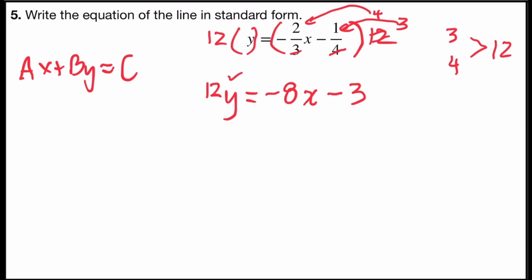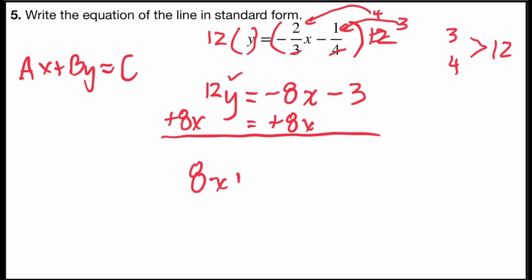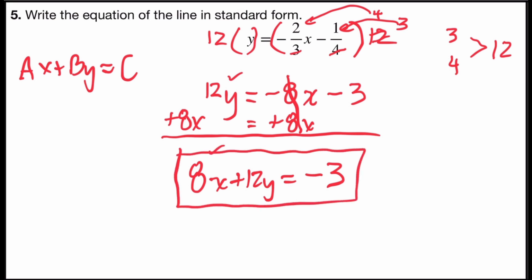So the y term is on the left side as it needs to be, but my x term is on the right side. So I'm going to add 8x to both sides so that my terms are on the proper side. On the left side, that would give me 8x plus 12y equals, on the right side, negative 8x plus 8x is 0, and 0 plus negative 3 is negative 3. So now I have my equation in standard form. No fractions, no decimals, 8, 12, and negative 3 are integers, and a is positive. So my equation would say 8x plus 12y equals negative 3.